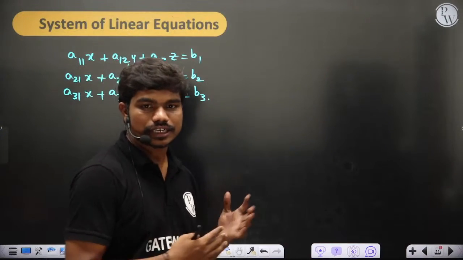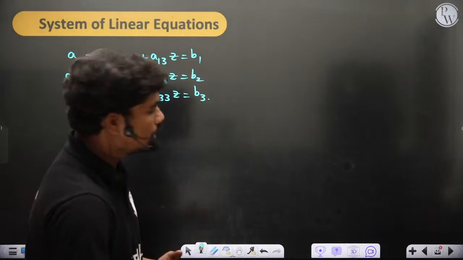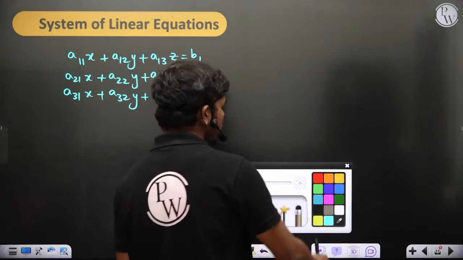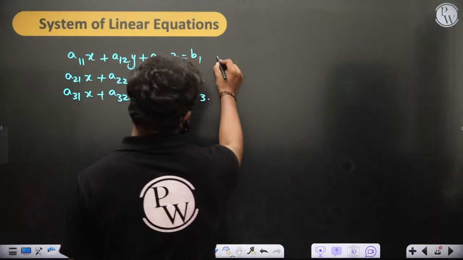The poll is not showing now. I'll try to do something. Maybe I'll refresh and check. So anyway, let's see here. So this is a linear system.